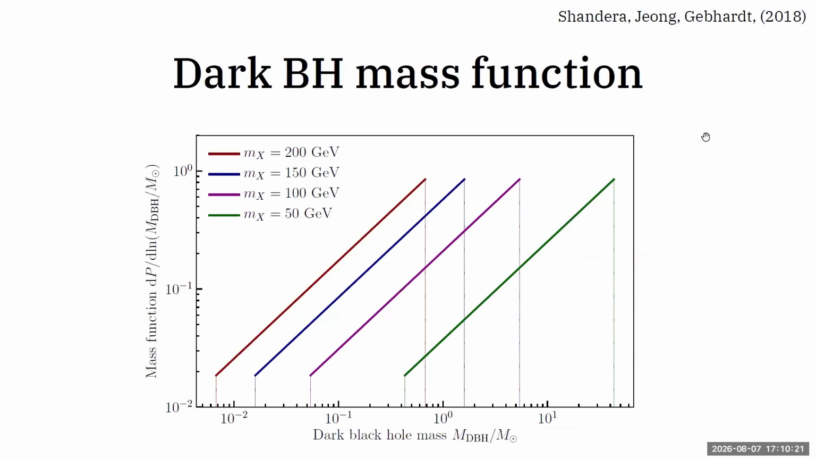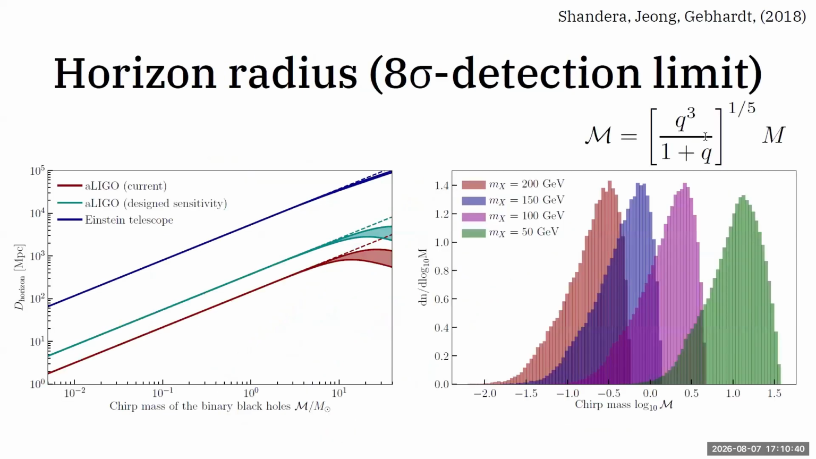For example, for these 4 different proton masses, from 200 GeV to 50 GeV, I can plot the mass spectrum of dark matter black holes coming out of this process. And this power is coming from Population III stars. And from there, I can also compute the chirp mass. Chirp mass is this funny combination of mass ratio and the total mass. That is one parameter that determines the amplitude of gravitational waves. And chirp mass, and then horizon radius.